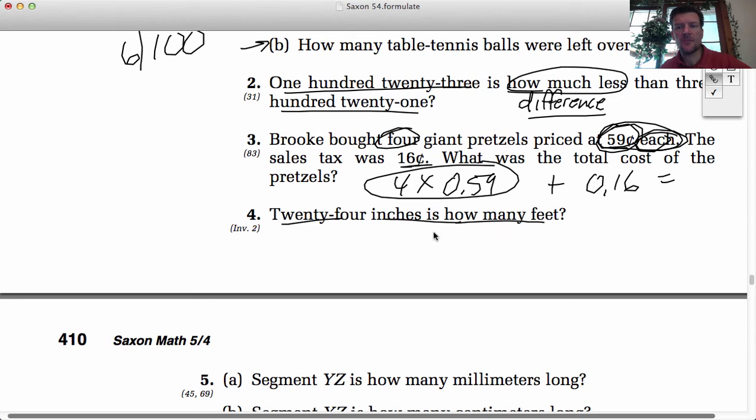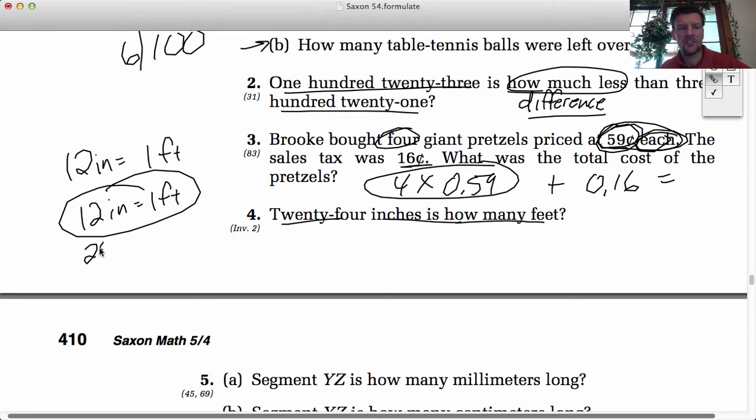24 inches is how many feet? Well, you need to know how many inches are in 1 foot. There are 12 inches in 1 foot. So if you've got 24 inches, since 12 inches is 1 foot, you take 24, divide by 12, and you see that you get 2 feet.